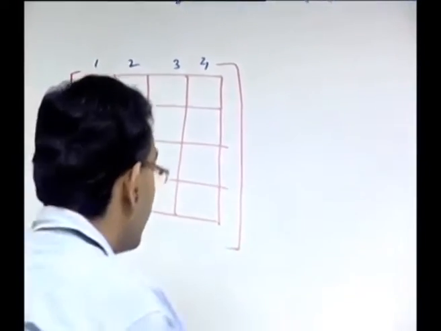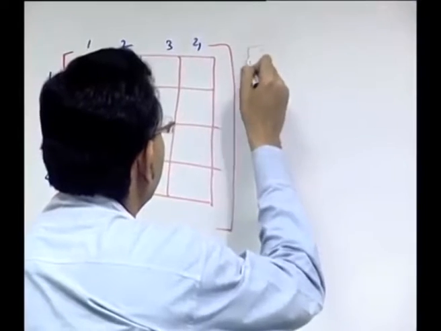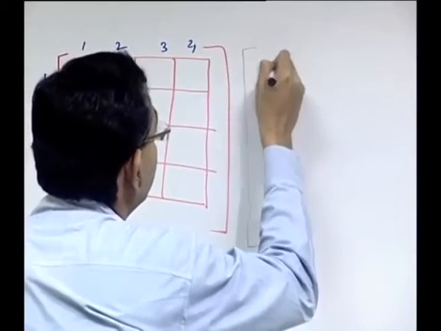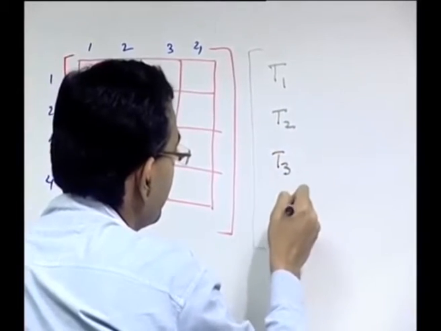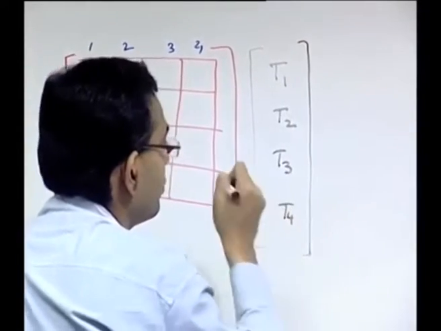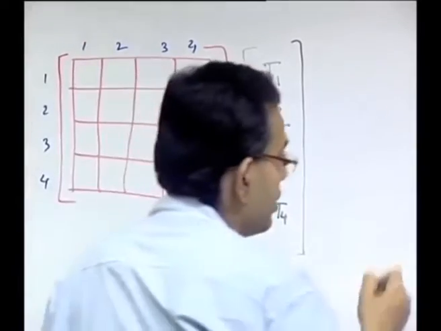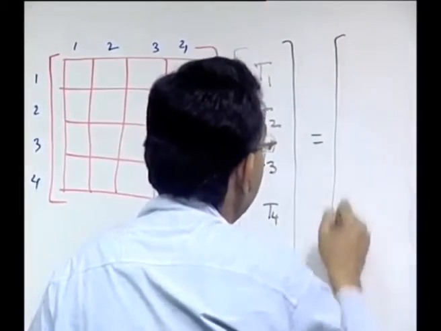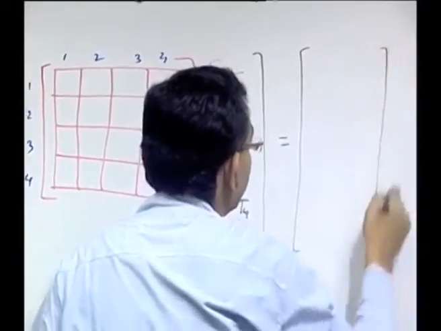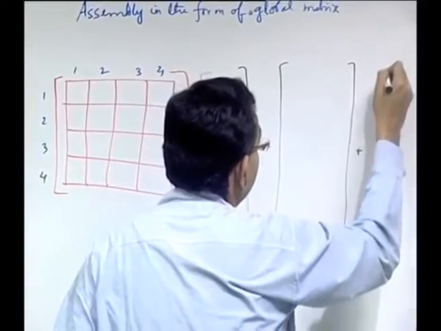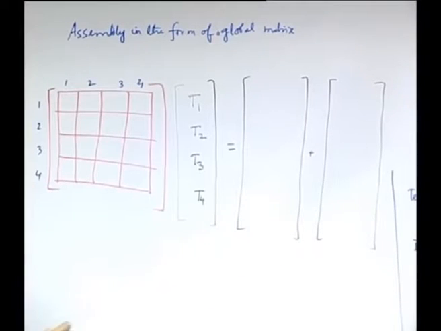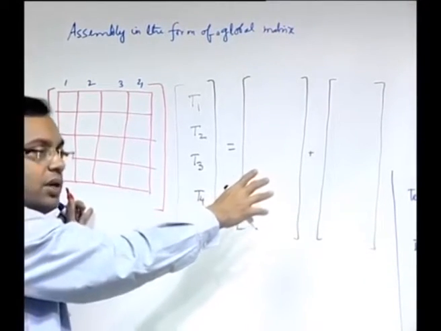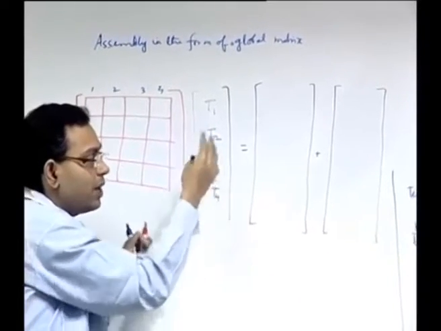What are our unknowns? Unknowns are T1, T2, T3, T4, and on the right hand side you have a heat flux term and you have a heat source term. So, we have prepared the structure of the matrix form, now we have to plug in the numbers.